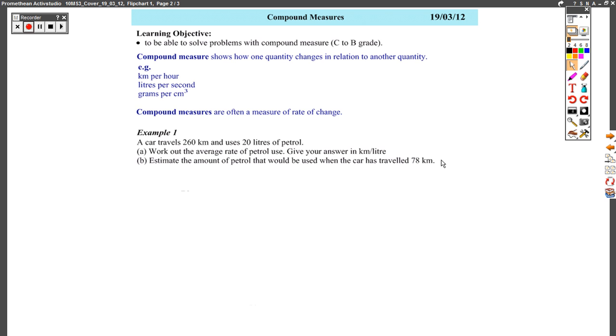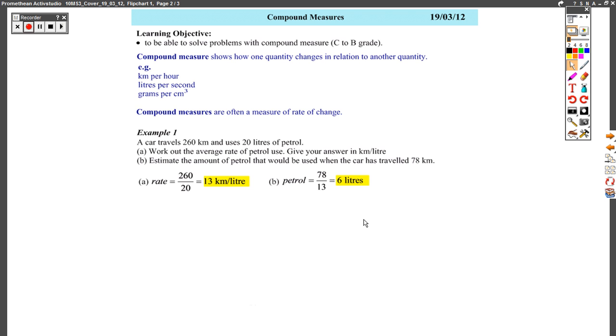The first example, some of you will be familiar with, but I would like to go over it for everyone. So a car travels 260 kilometers and uses 20 liters of petrol. For part A, you've got to work out the average rate of petrol use, and you've got to give your answer in kilometers per liter. So simply, we take 260 kilometers and divide it by 20 to give us 13 kilometers per liter. Now for part B, it says estimate the amount of petrol that would be used when the car has travelled 78 kilometers. So to work out the amount of petrol, we take 78 kilometers and we divide it by 13, which should give us 6 liters of petrol.